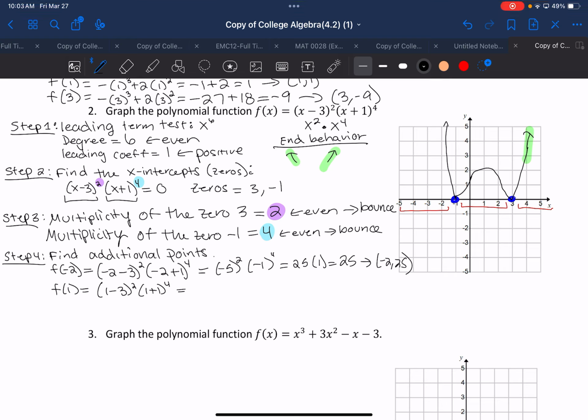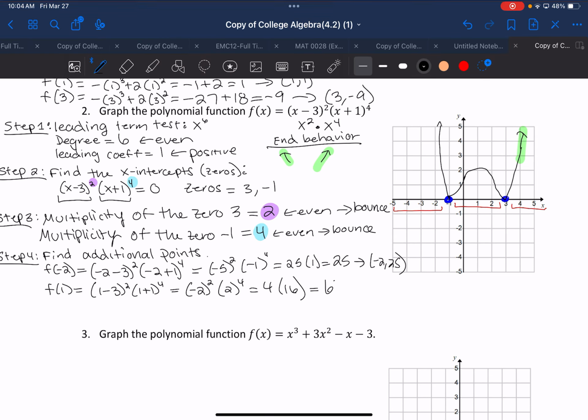1 minus 3 is negative 2, sorry, squared, and 1 plus 1 is 2, so it'd be 2 to the 4th. Okay, negative 2 squared is a positive 4, and 2 to the 4th power is 16, and 4 times 16 is 64.